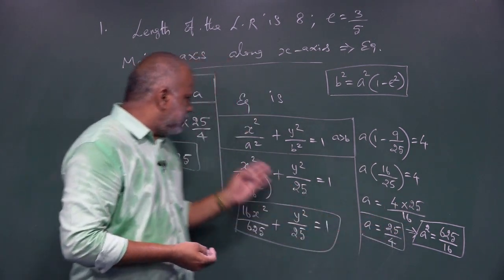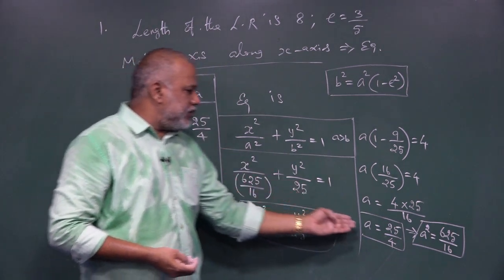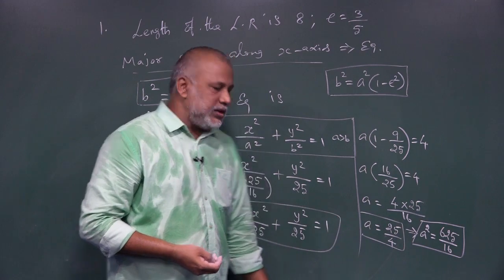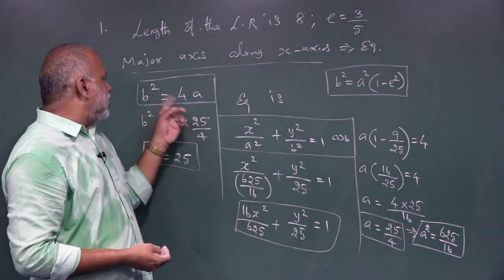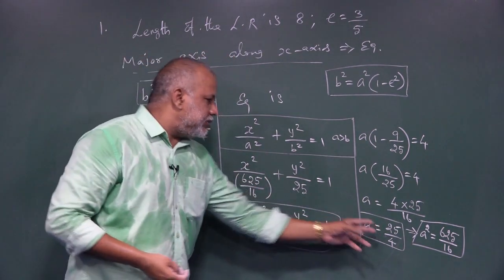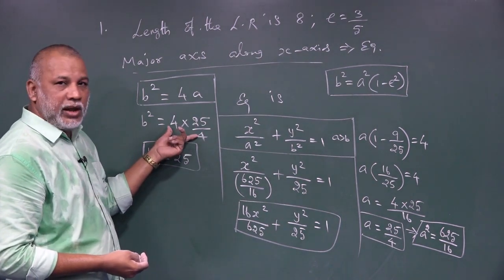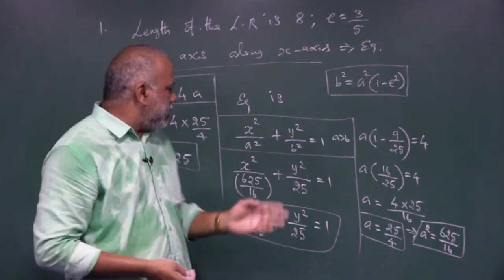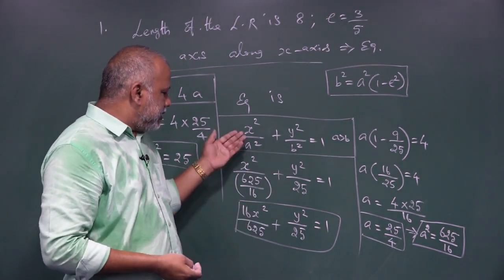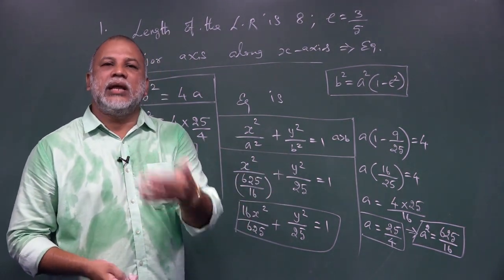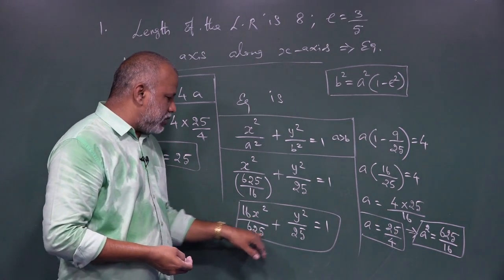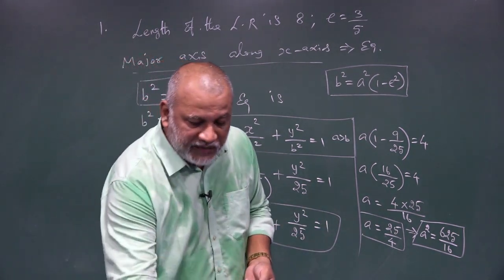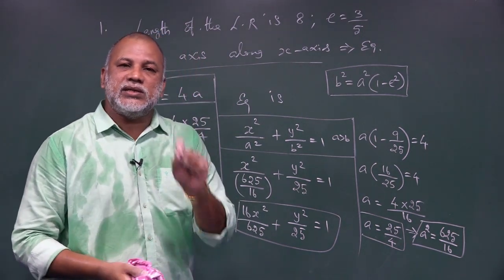We need a squared. Therefore, just squaring it, 25 squared means 625 and 4 squared means 16. Then, we already worked out b squared equals 4a. Just substitute the value: 25 by 4, the 4 will be removed. We get b squared equals 25. Therefore, substitute a squared and b squared here. Then take the reciprocal. It is the required equation: 16x squared by 625 plus y squared by 25 equals 1. So, with the help of the given data, we are able to work out the equation of an ellipse.